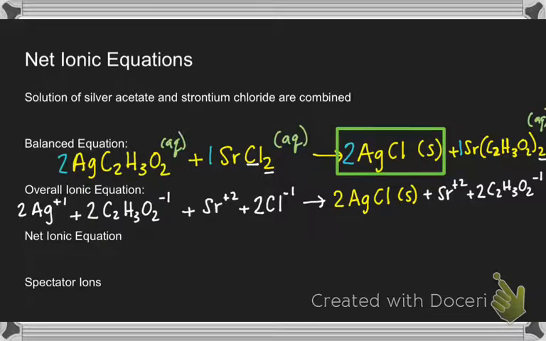Okay, so looking at this now, I want to see what are my spectators. So what appeared on both sides of the equation? And that is acetate and strontium. So these are my spectator ions.